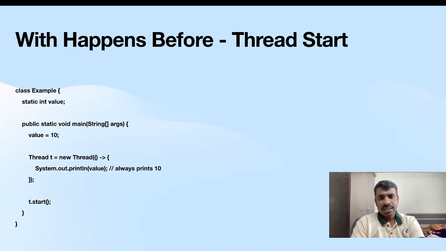Here you can see a thread T is created, it is printing the value, and the value we assigned is equal to 10. When we are running the thread, it will make sure value equal to 10 is executed before starting the thread. So this ordering is ensured here. It should execute value equal to 10 first, then it will create the thread and start. So this is how happens before works in thread.start. This will always print 10. It will not print a 0 or any other value.